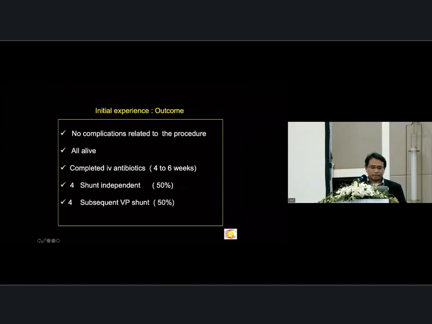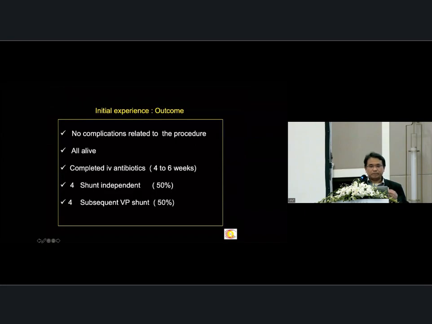So that was a very good outcome, and we thought we had solved a problem that we had been haunted by for many years before. In all cases, we gave antibiotics for about 6 weeks, and out of these only 4 required a shunt, and 4 did not require a shunt at all.